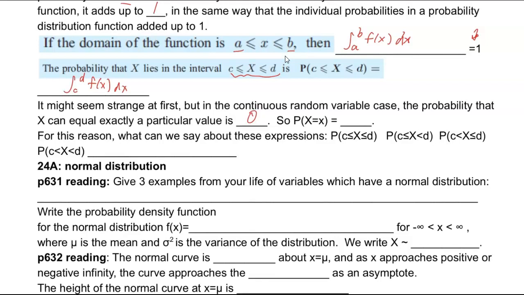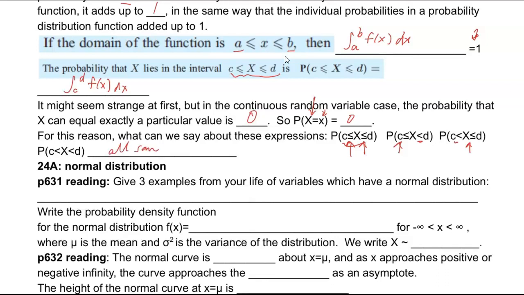So the probability of random variable x equaling a specific value of x is always going to be 0. For this reason, what we can say about these expressions, probability that random variable x is between c, d, notice that this one has less than or equal to, but this one does not, and this one does not, and this one does. Are these different? No, they're all the same.